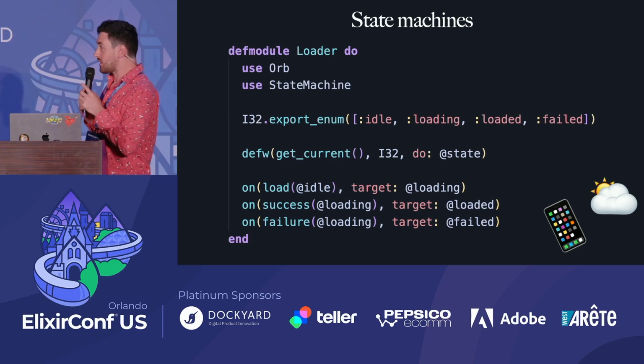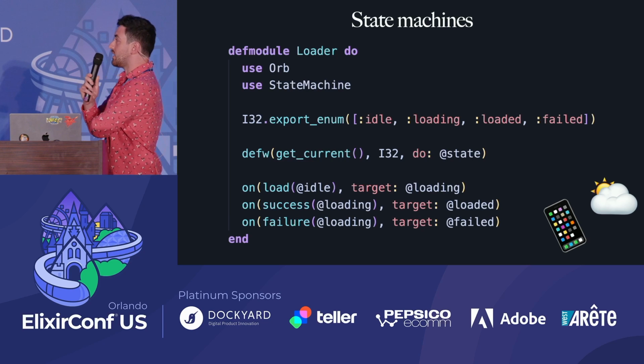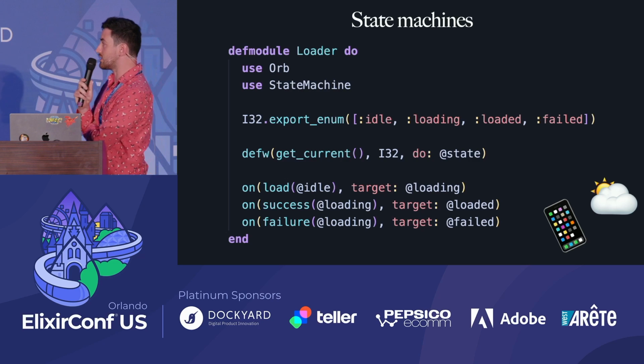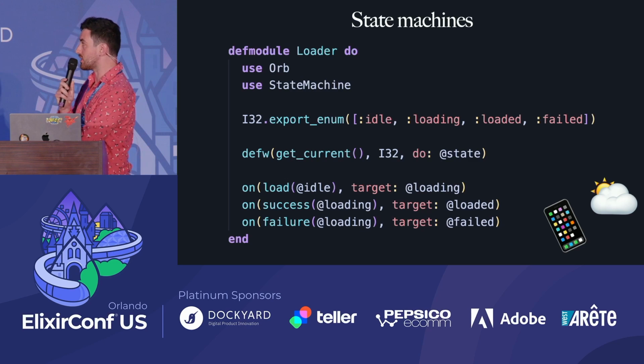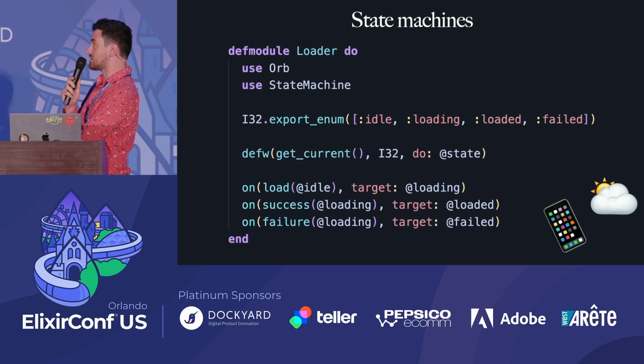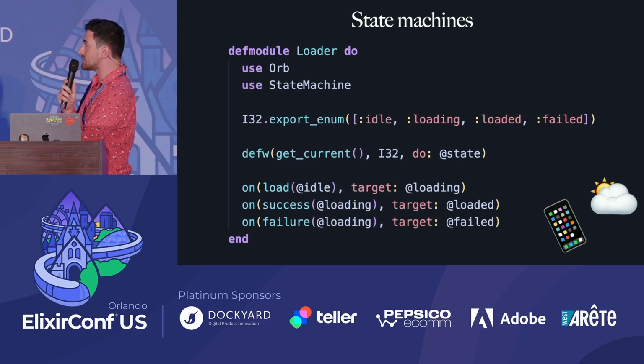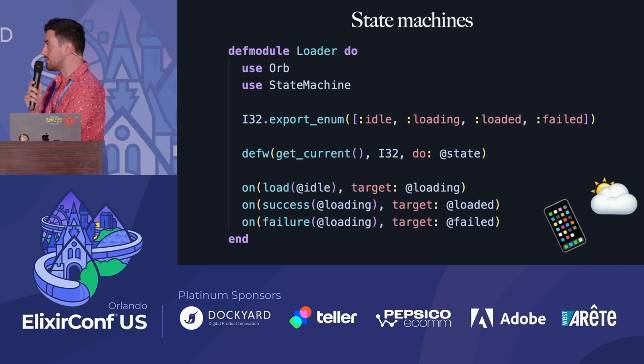So here's some other ideas. And this is the power of what Elixir gives us, that we can write some really cool macros. So here's an idea which I've tried in different forms, and I ported it to Orb, of a state machine. We've got four states here: idle, loading, loaded, failed. And then you can read that state with the getCurrent function.